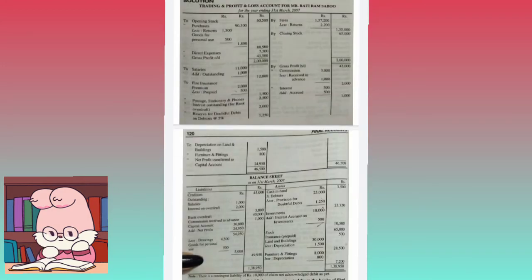Okay, so let's prepare the trading and profit and loss account and balance sheet for Mr. Rathi Ram Sabo. Starting with the stock on April 2006, take it to the trading account, 60,500. Purchases on the trading account debit side, 90,300. Sales on the credit side of the trading account, 1,37,200, less returns. So we are having returns: 2,200 deduct from the sales, it is a sales return, and 1,300 is a purchase return, so deduct it.